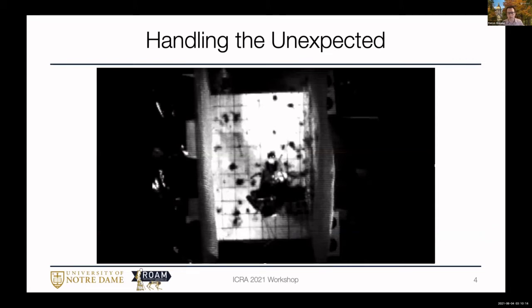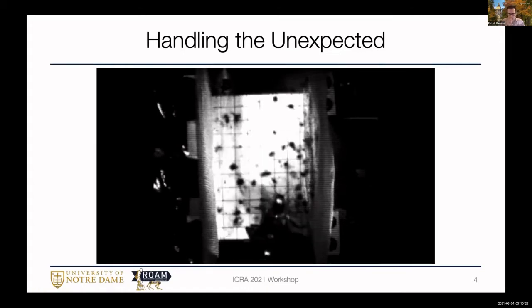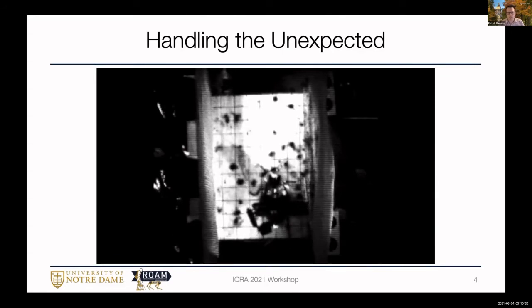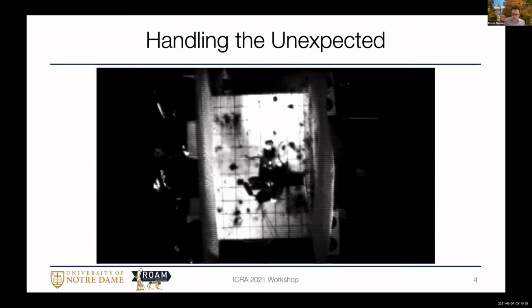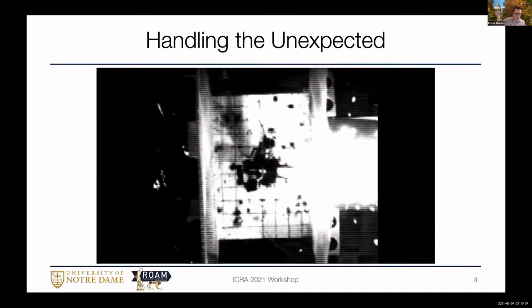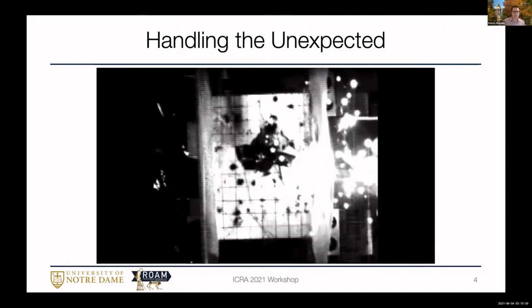To motivate this is one of my favorite videos. This is from Bob Full at Berkeley. He had this cockroach run across this gel surface, and they were able to measure the forces under the feet. Here, as this cockroach runs along, the unexpected physical interaction is that there's actually a little tiny cannon mounted on the back of the cockroach that's going to apply a disturbance force to the body.